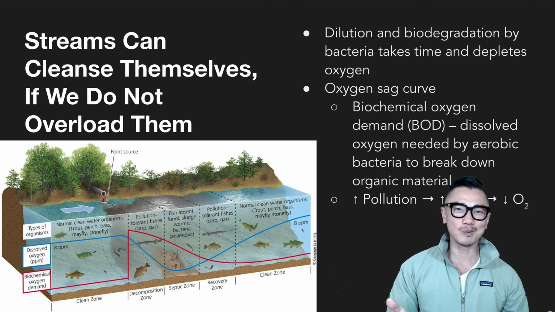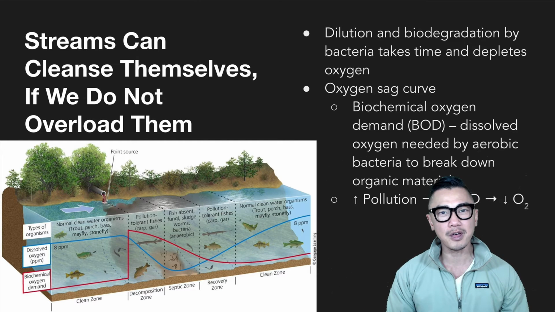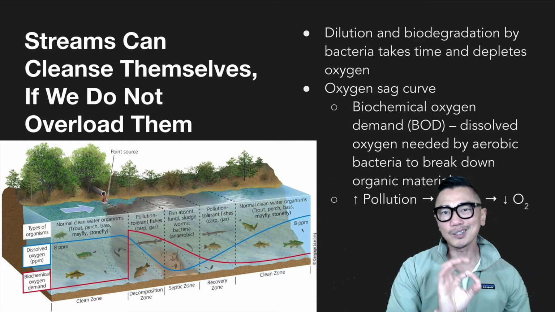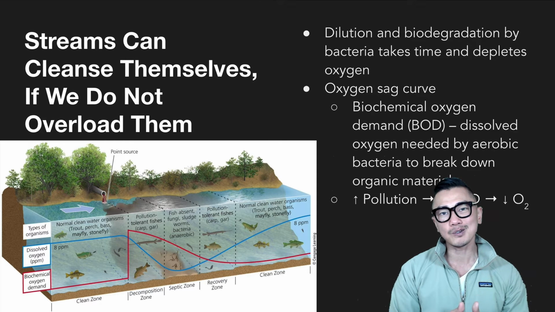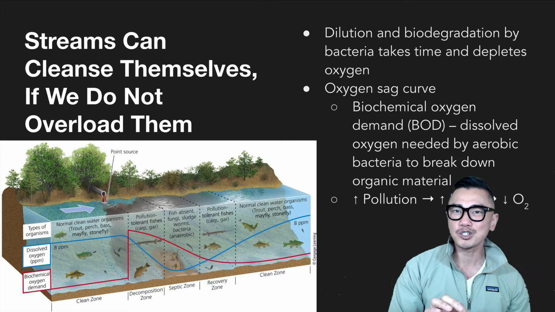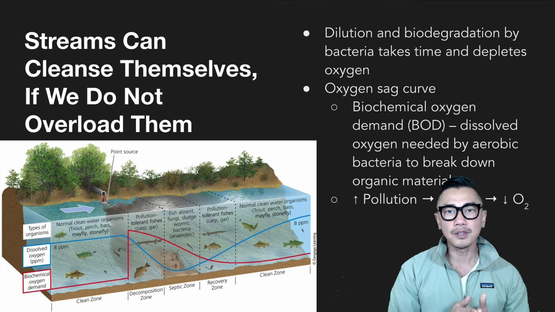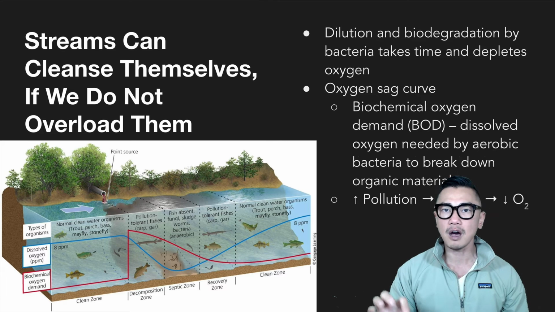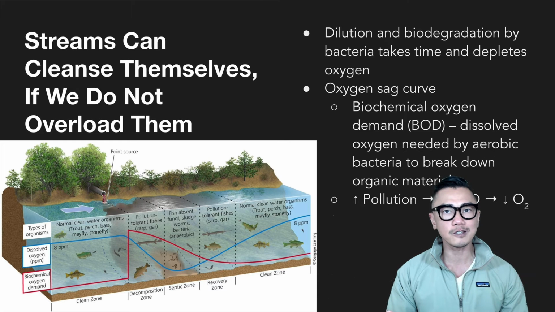Streams can cleanse themselves of water pollution as long as we don't overload them. Water can dilute pollutants, and bacteria can biodegrade pollutants. Bacteria, however, can also deplete oxygen as they do this. This creates what we call the oxygen sag curve, areas of lower dissolved oxygen where water pollution is present.